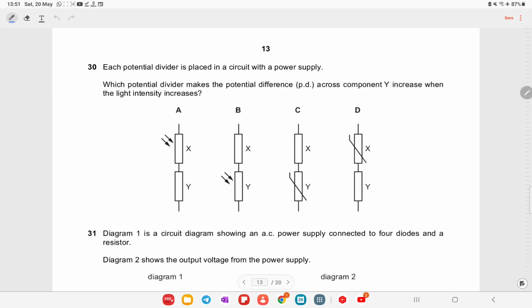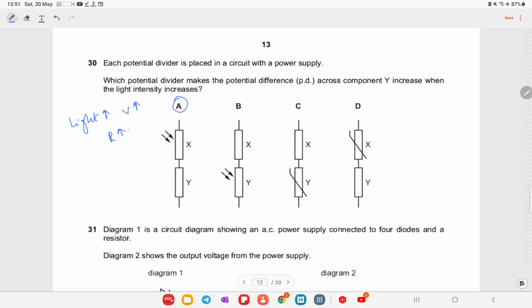Each potential divider is placed in a circuit with a power supply. Which potential divider makes the potential difference PD across the component Y increase when the light intensity increases? So over here option A is the right answer. Why? Because when the light increases, the voltage is going to increase, the potential difference. So when the voltage is going to increase, the resistance is also going to be increased. So this is how you solve this question.